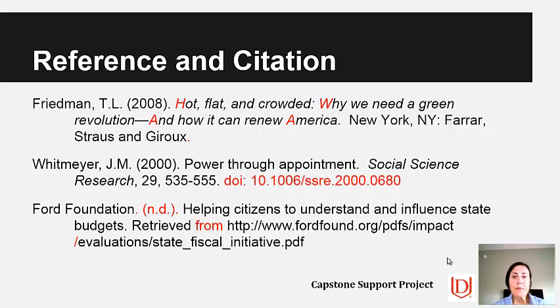In the second, which is a journal article from the social science research journal, the DOI number is there. If you don't have a DOI number, then you need to put a URL, a website to go to. If you don't know what it is, you need to go find it. If your article didn't tell you, you need to look up your article online and find it so that you can give a URL.